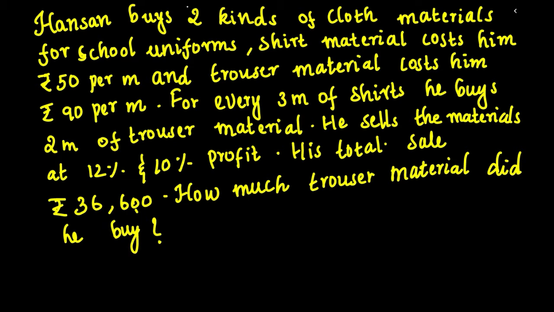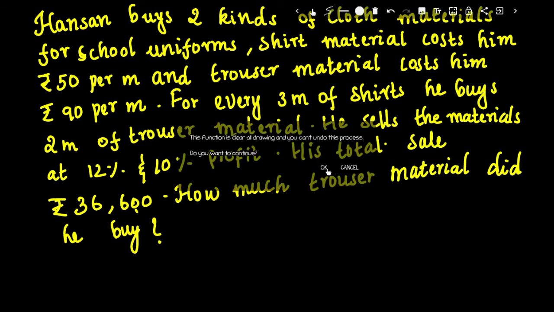We have to find how much trouser material he bought. Shirt material is rupees 50 per meter, and trouser material is rupees 90 per meter. These are the few hints. For every 3 meters of shirt he buys 2 meters of trouser. They didn't say exactly how many meters, so we have to find them. Then he sells these materials at a profit, 12% and 10%, and the total sale is 36,600, including the profits. So we have to check how much trouser material he bought. Let us start solving.